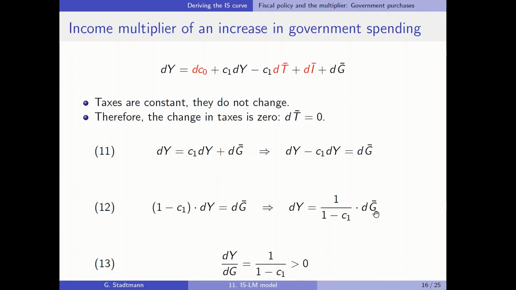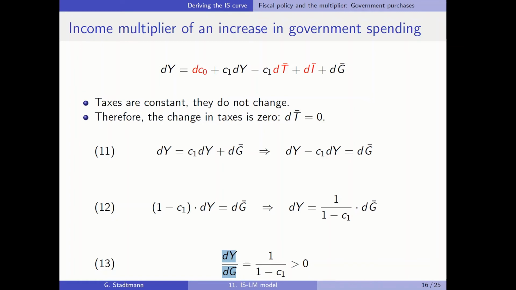In the next step, we can divide by dG, and then we have computed the income multiplier of a fiscal expansion in form of an increase in government spending. This relationship tells you how much income changes in case government spending changes by 1 unit. It's equal to this fraction, and this fraction is larger than 0, so this relationship is positive. Why is this fraction positive? It's positive because C1 is positive, but smaller than 1. Therefore, the denominator is positive and the whole fraction is positive.